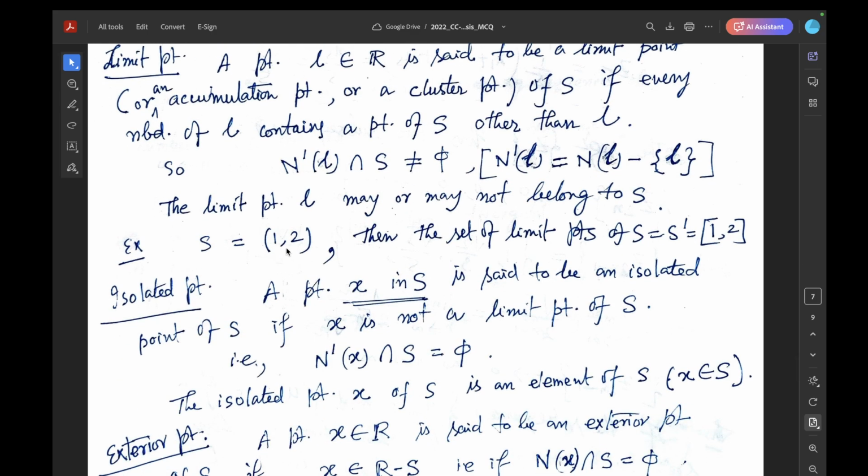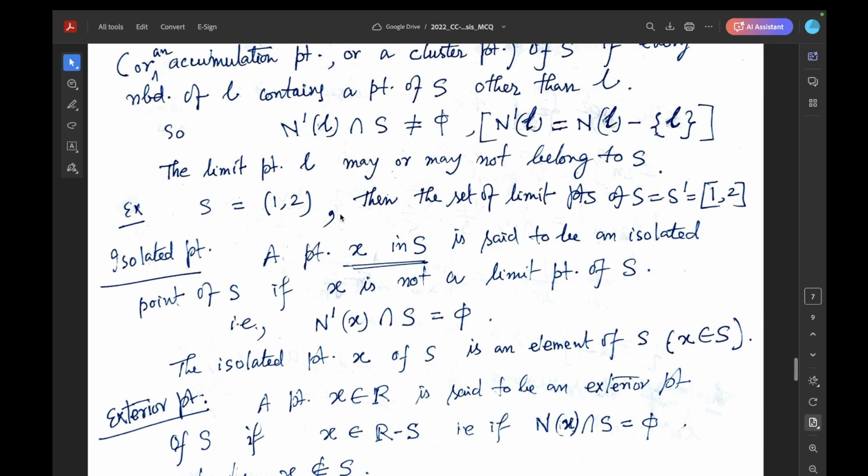Here, for the open interval 1 to 2, the limit points of S are the closed interval 1 to 2. The point 1 is a limit point, but 1 does not belong to S. And 1.5 is a limit point, and this 1.5 belongs to the set S.